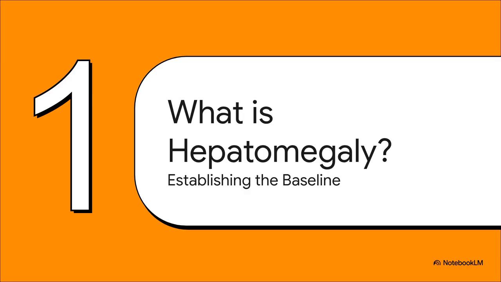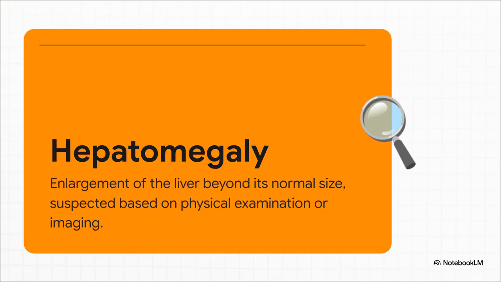Okay, first things first. What even counts as enlarged? Because before we can even start to identify what's abnormal, we have to be absolutely rock solid on what's normal. Well, simply put, hepatomegaly is just a liver that's bigger than it should be. But I want you to notice that key word there, suspected. Your initial exam or that incidental finding on a scan, that's just the starting line of your investigation.